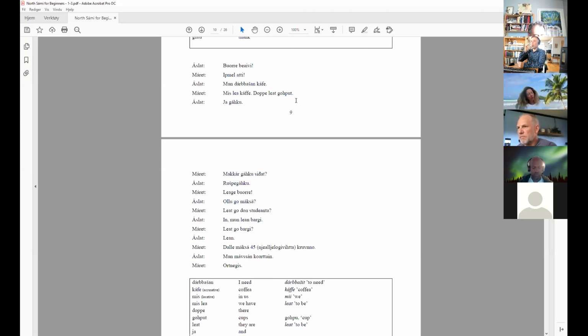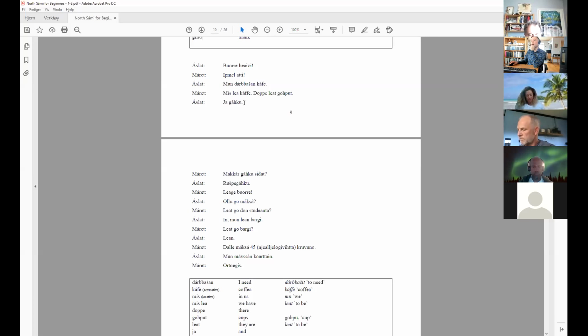Here you go. It could have been, but doppe means there, and Maret is now pointing to a desk or something, and she says doppelät kohput. There are... what is kohput then? Kohput is cups. Oh, I mean the cup. Do you say cup for this porcelain thing? Yeah. Doppelät kohput, so like the cups are there. Yeah, the cups are there, exactly.